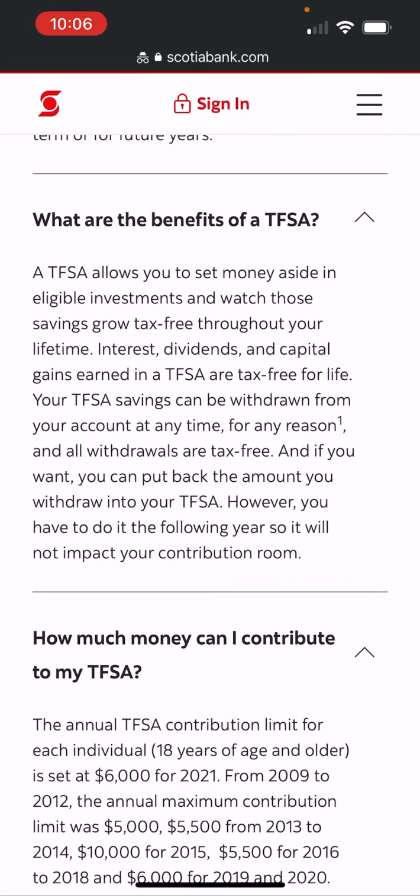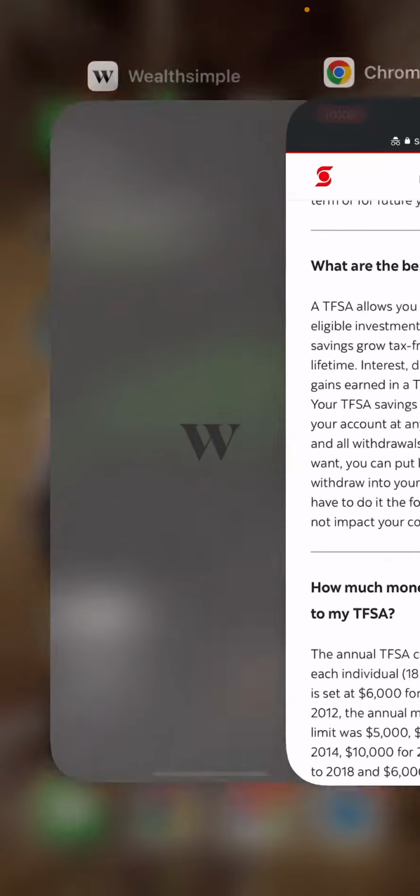Any interest, dividends, capital gains earned in this account are tax-free for life. So when you withdraw them, your total account value will be what you get. There's no tax on the dividends, interest, capital gains. Let's go and look at a specific sample of that.